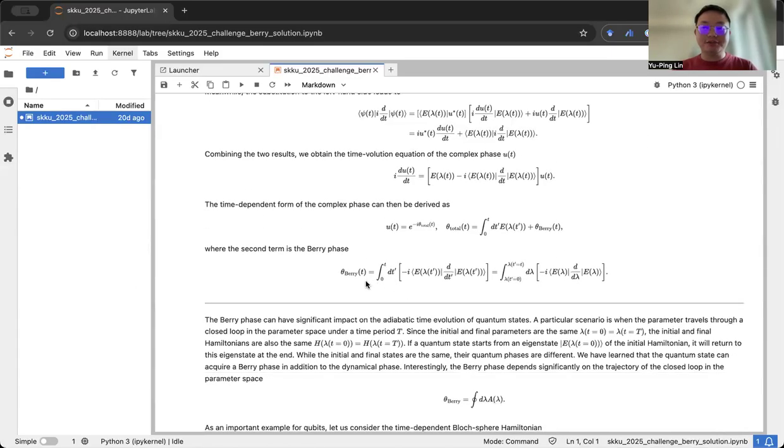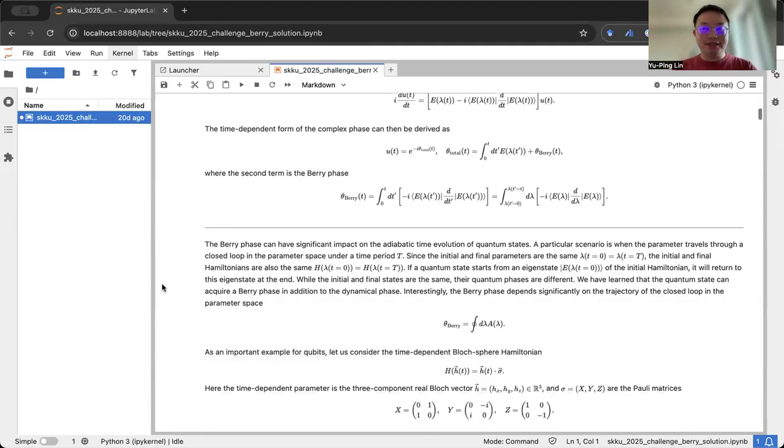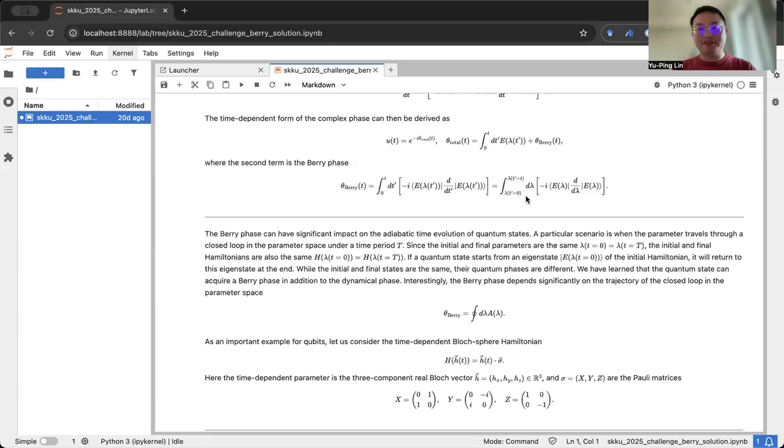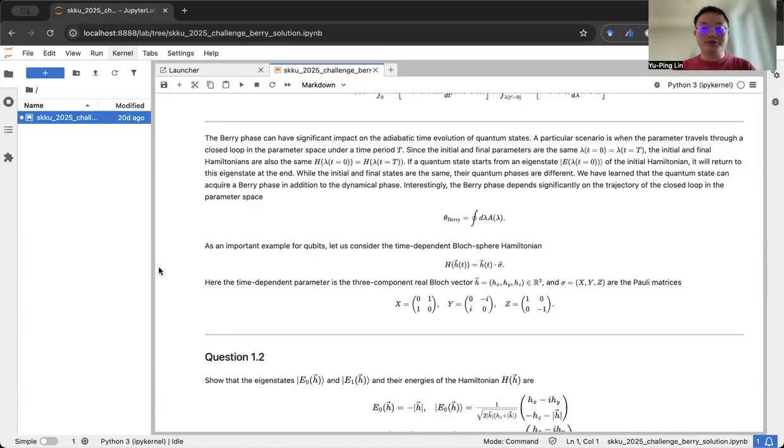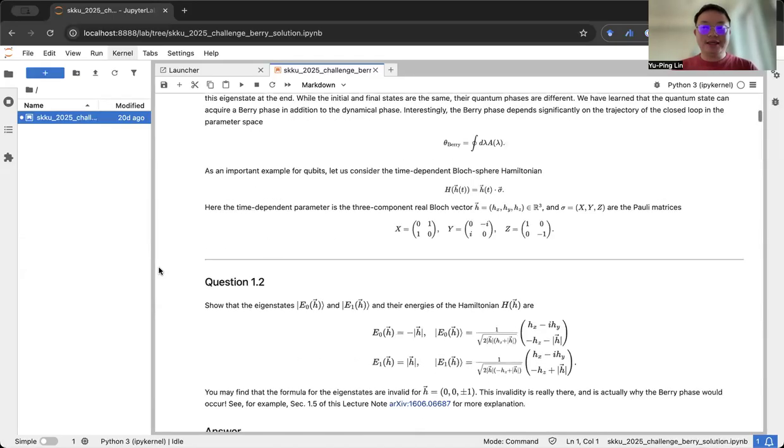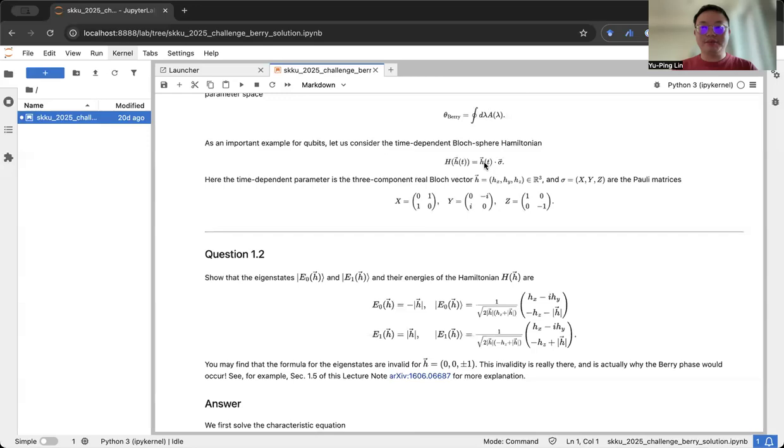That is, it will be an integral in time of the derivative of the quantum state, and you can transform it into an integral of the derivative in the parameter space. So the Berry phase is essentially dependent on the path the time-dependent Hamiltonian goes through in the parameter space. So in questions 1.2 and 1.3, we are essentially looking at how the path can affect the Berry phase.